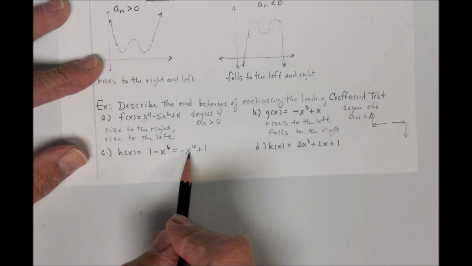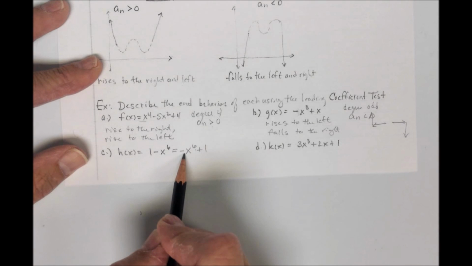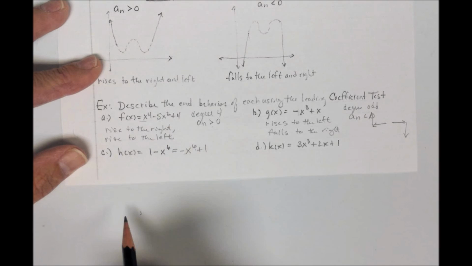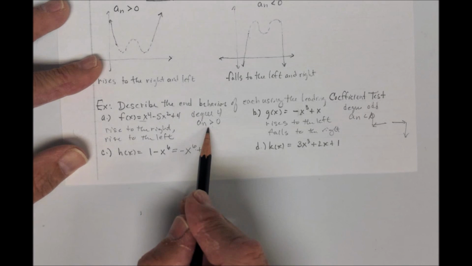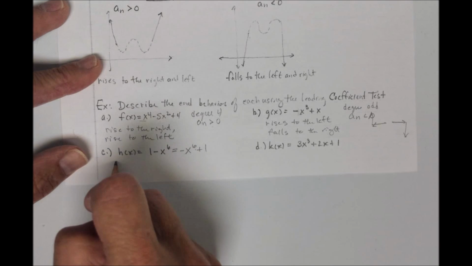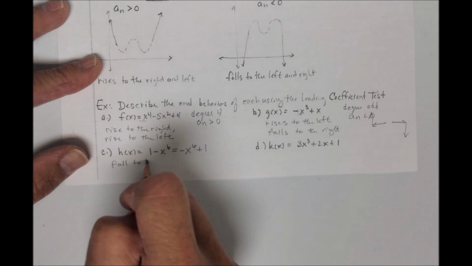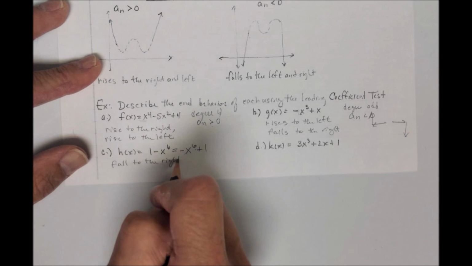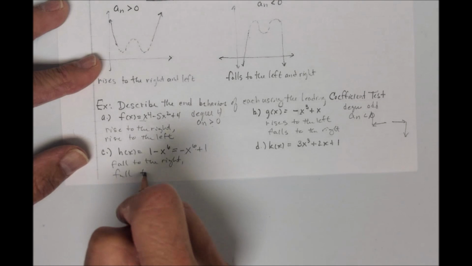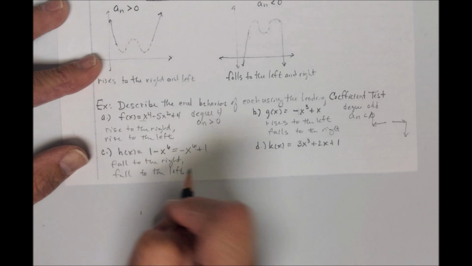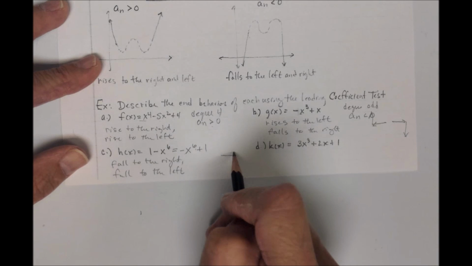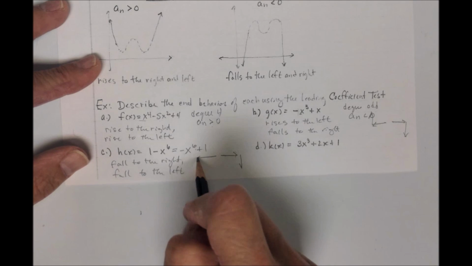I can see my degree is even, and I have a negative lead coefficient, just the opposite of what happened above there in example A, because I had even degree, but I had a positive lead coefficient. So this one is going to fall to the right and fall to the left.